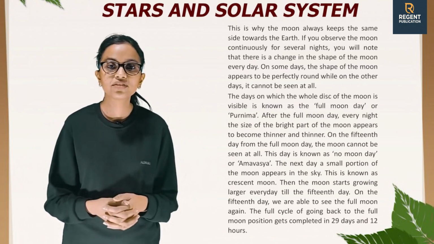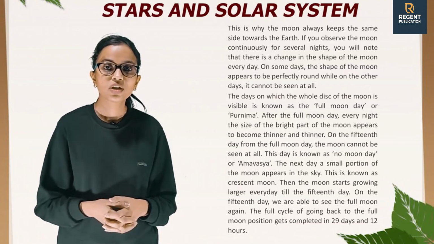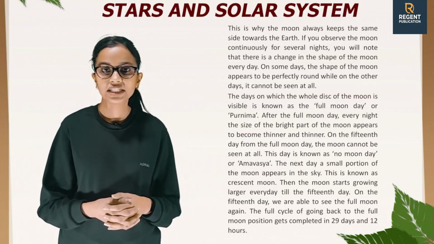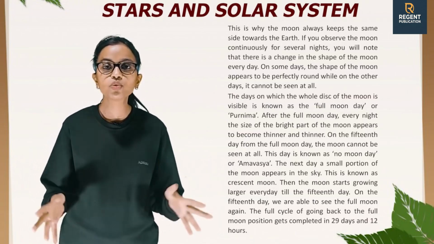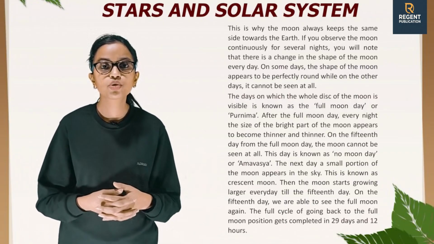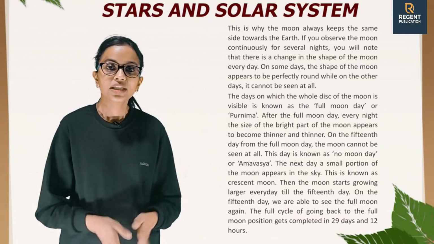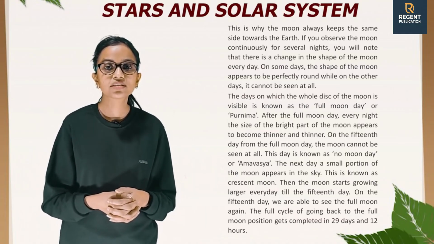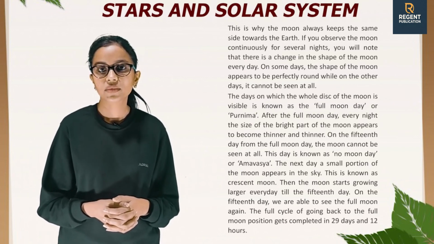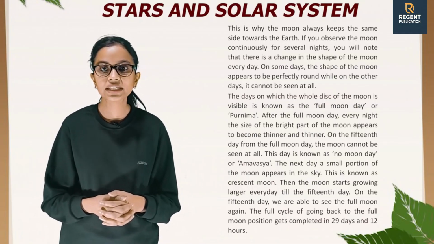After the full moon day, every night, the size of the bright part of the moon appears to become thinner and thinner. On the 15th day from the full moon day, the moon cannot be seen at all. This day is known as no moon day or Amavasya. The next day, a small portion of the moon appears in the sky. This is known as crescent moon. Then the moon starts growing larger every day till the 15th day. On the 15th day, we are able to see the full moon again. The full cycle of going back to the full moon position gets completed in 29 days and 12 hours.